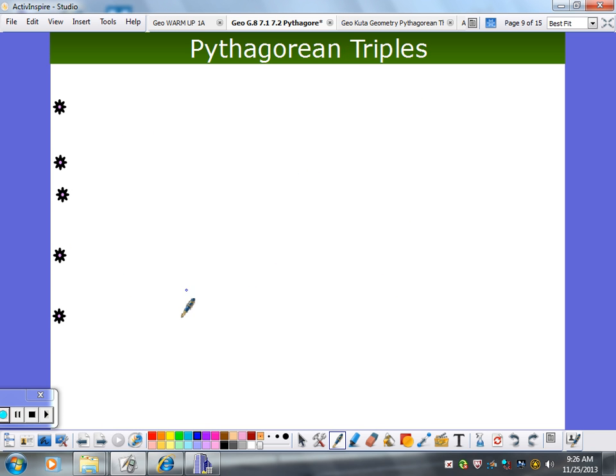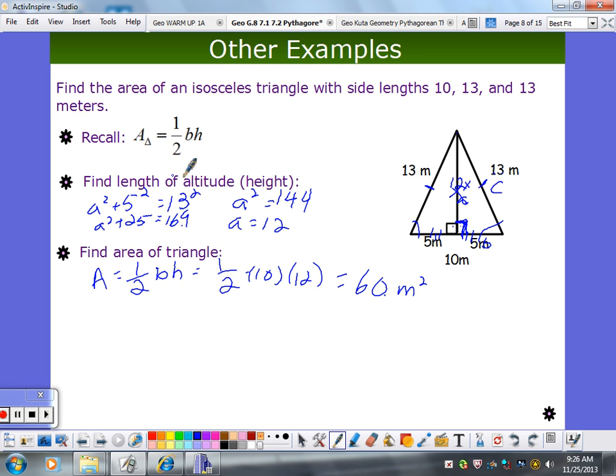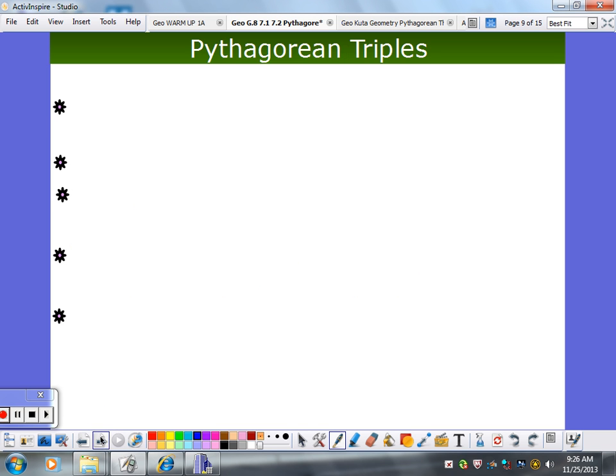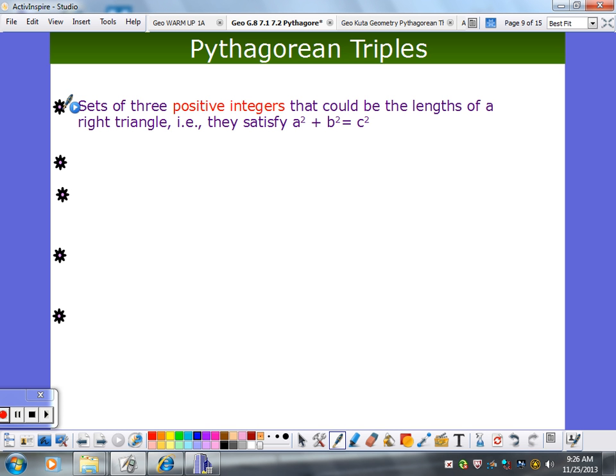Pythagorean triples. Now some of these, a little secret here, is I already knew this was 12 before we did it, because we have this idea of Pythagorean triples. Pythagorean triples are 3 positive integers that can be used for the lengths of a right triangle. Notice that it's positive integers. So can I have like 1/2 as part of a Pythagorean triple? No. Can I have -5? No, it makes no sense anyway.